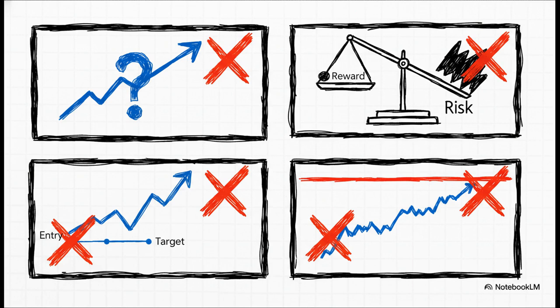So what are some valid reasons for rejection? Well, they're simple and objective. Is there no clear resistance ahead? Rejected. Is the target way too close, not offering enough room to move? Rejected. Does the potential reward not justify the risk? Rejected. Is the price already slammed right up against a resistance zone? Rejected. See? Clean, logical disqualifications.